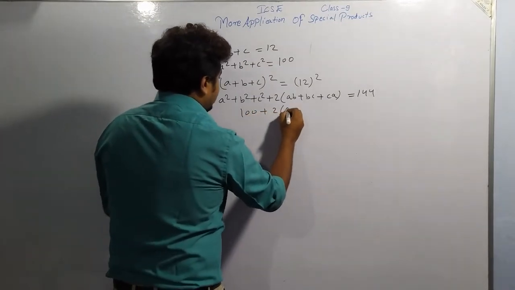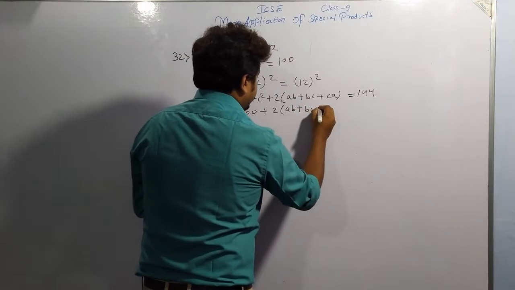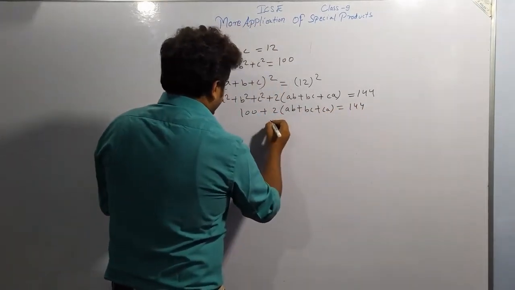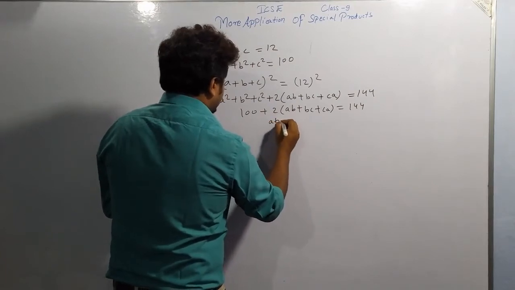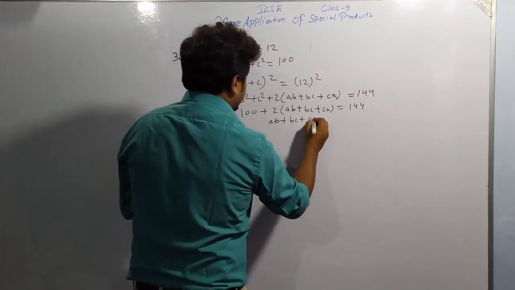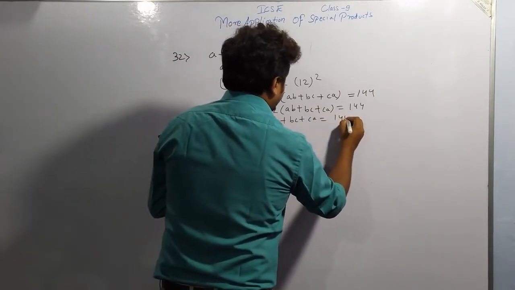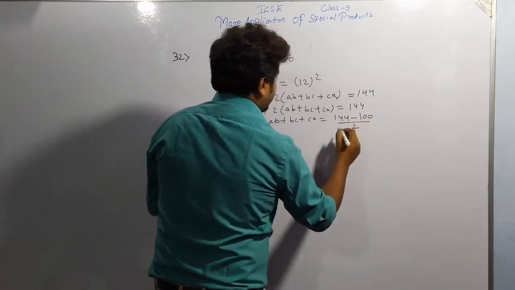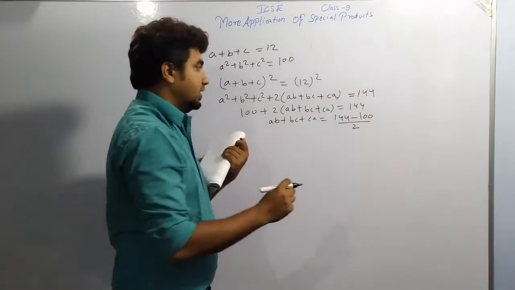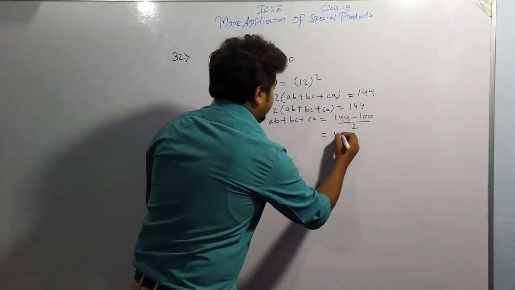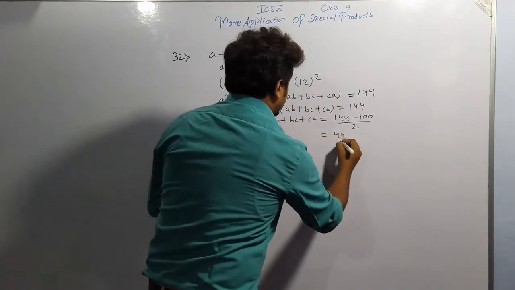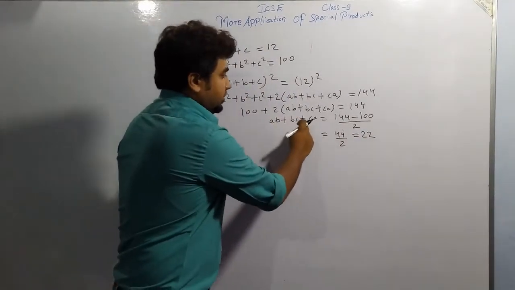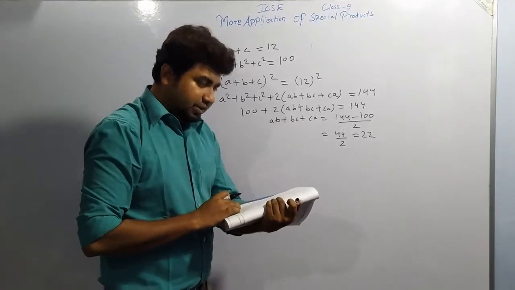This value AB plus BC plus CA is equal to 144. So we are getting AB plus BC plus CA equal to 144 minus 100 divided by 2. 144 minus 100 is 44. 44 divided by 2 is 22. So this is the answer for AB plus BC plus CA. So this is question number 32.